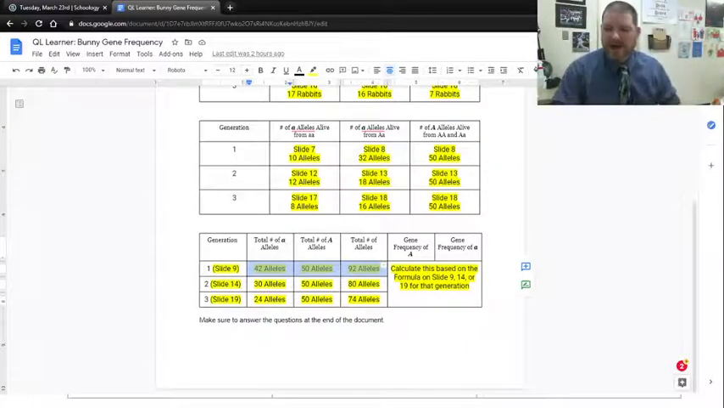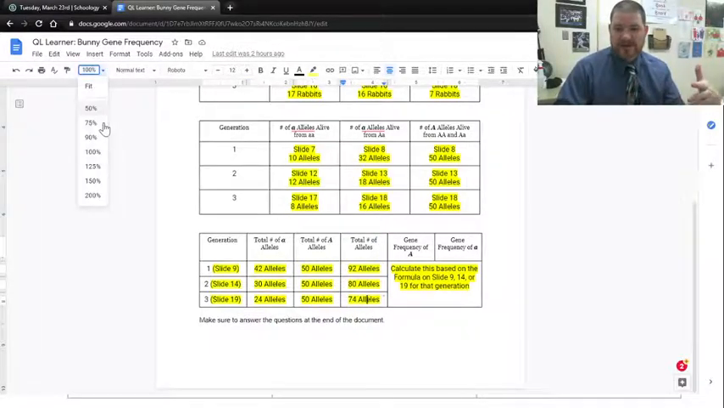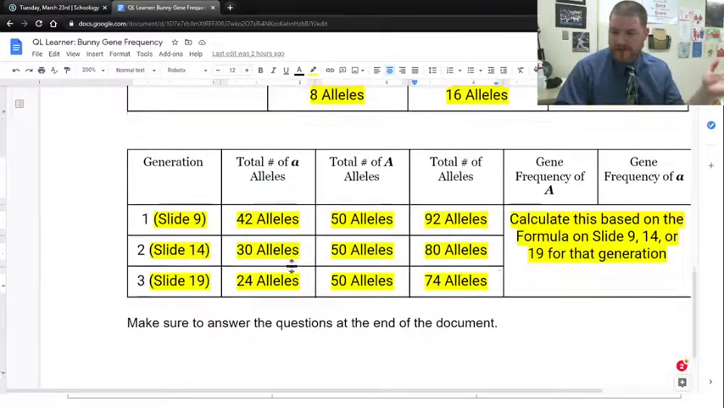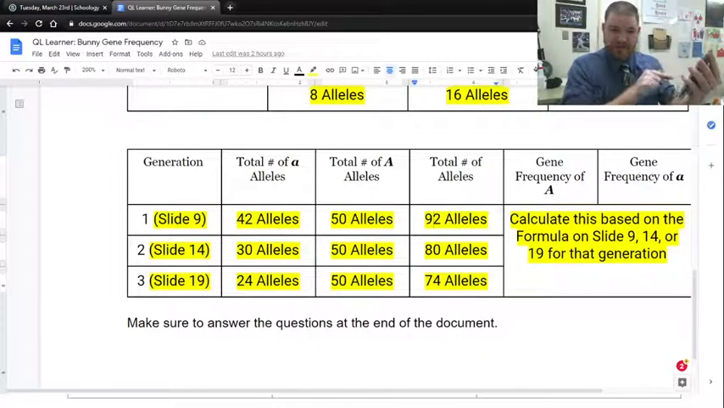The only thing that you are not going to have a box for, because I just graciously did this math for you, is a box to put down the total number of alleles. There's only a box for the number of little a's and the number of big A's. I went ahead and gave you the total number. That is what you have to divide by. So for example, this first one would be 42 divided by 92. I'm not going to tell you what the answer is, but you punch that into your calculator. It'll give you something. You then times that answer by 100. That gives you your percentage.